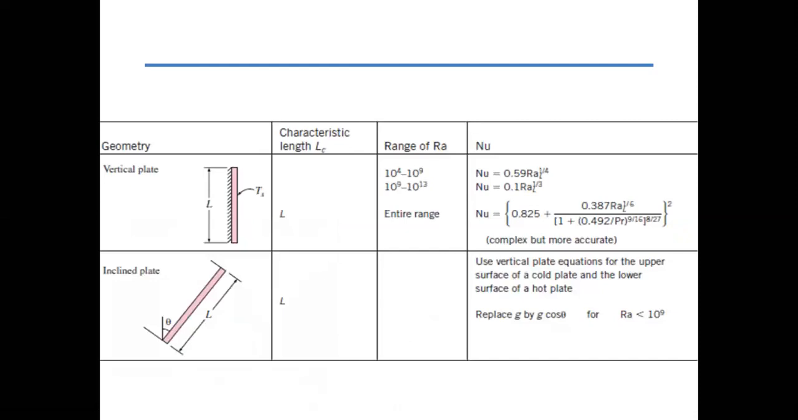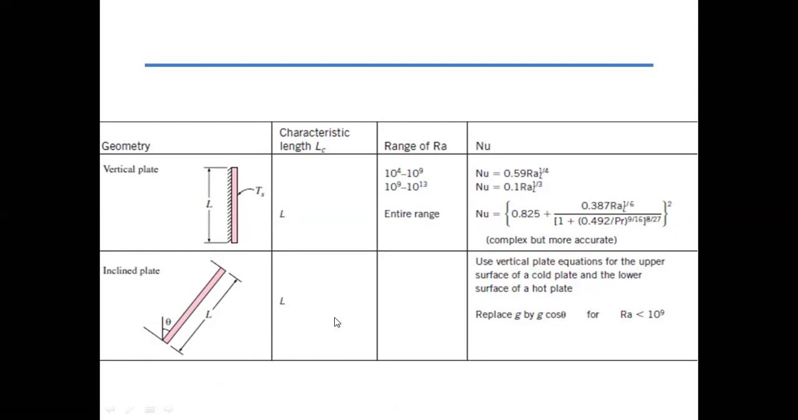These equations are summarized here. If it is a vertical plate, for a range of Rayleigh numbers, what are the equations? These are all available in the data handbook. Maybe there will be slight variation in the data given. This is taken from a book and that is from the data handbook, so slight minor differences may be there. That will not affect much.